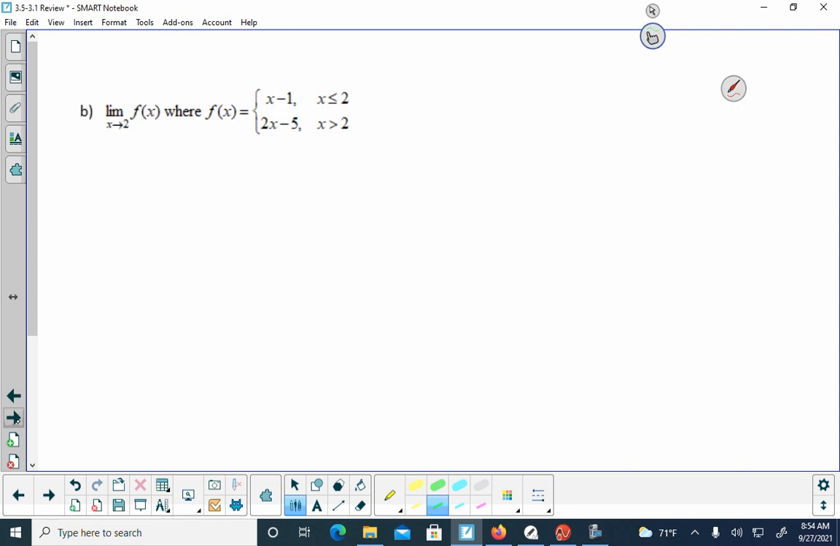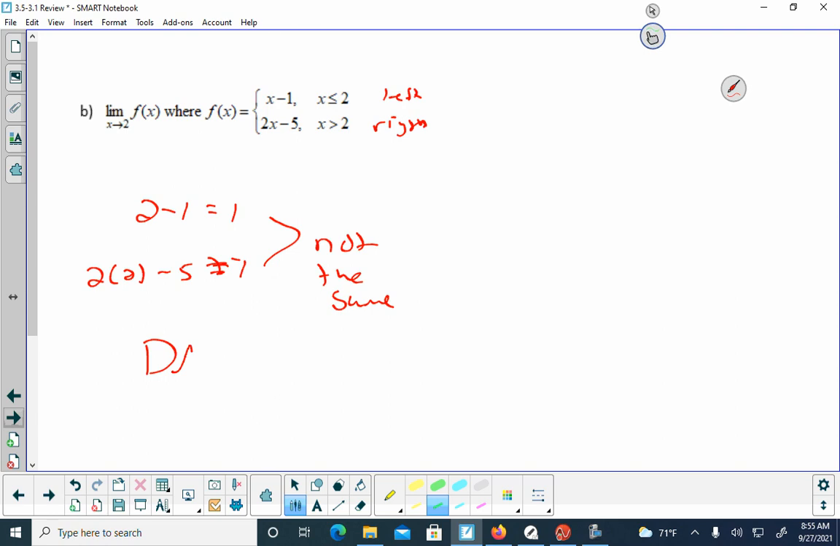Doing the next one, it's a piecewise function, so I'm going to put 2 in when x is less than or equal to 2. So this is approaching from the left. This is approaching from the right. And when I have 2 minus 1, I get 1. And when I have 2 times 2 minus 5, I get -1. Whoopsie. They're not the same. And since they are not the same, the limit does not exist.